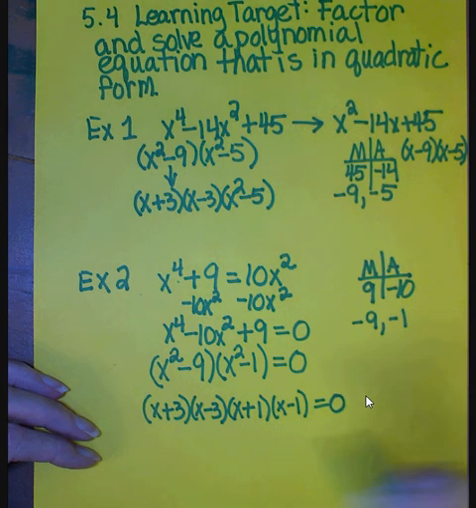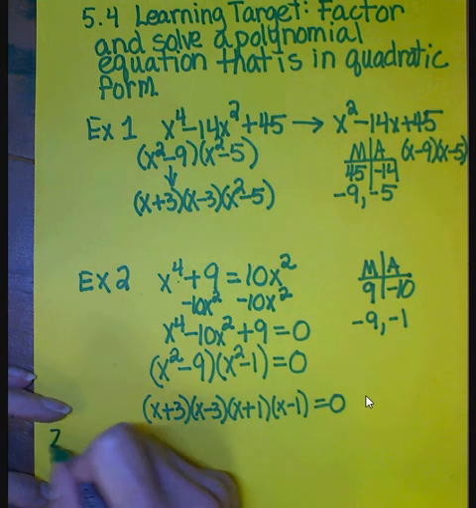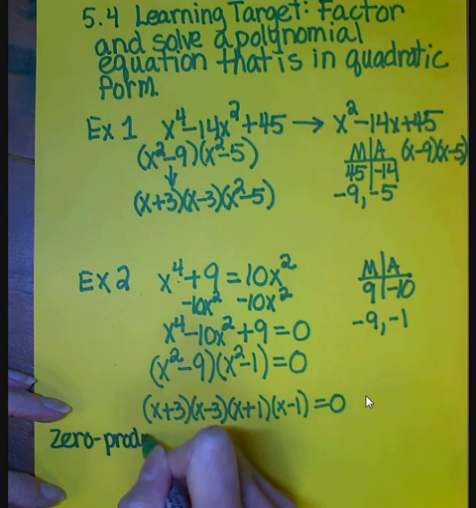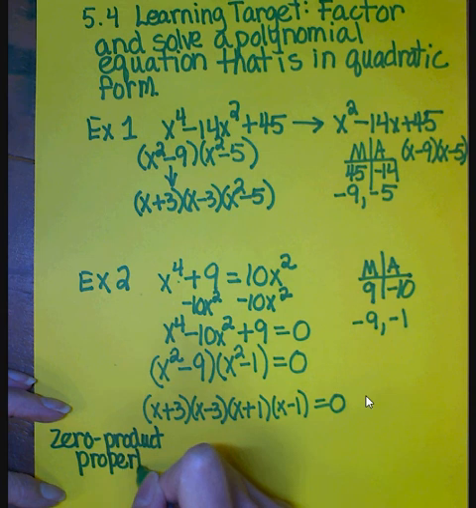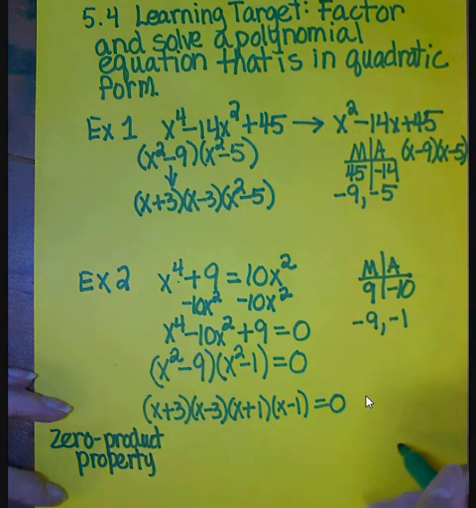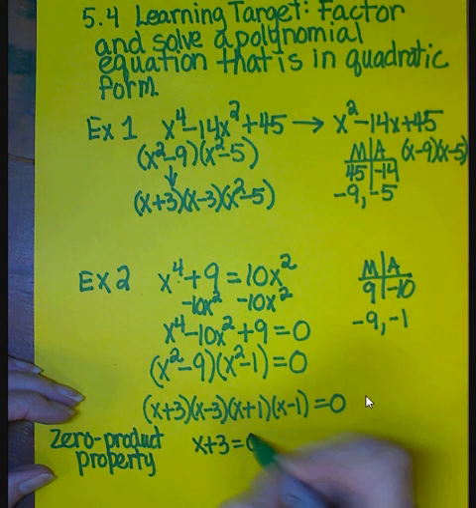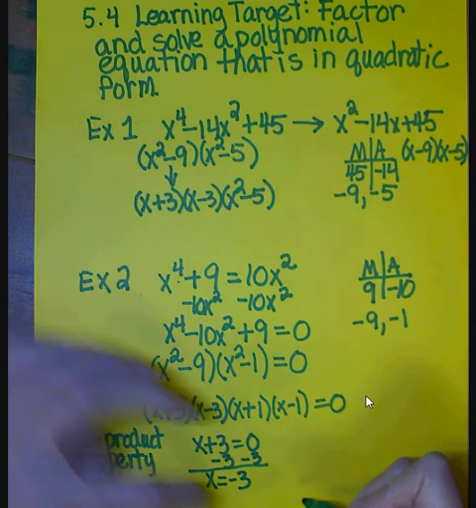Alright, now this time we've got it completely factored, but we want to find the solutions. Remember, to find the solutions, you use the zero product property. We did that a lot in chapter 4. And that tells me that one or all of these factors have to be equal to 0. So if x plus 3 equals 0, and I would subtract over the 3 to find my value of x, so the solution would be x equals negative 3.